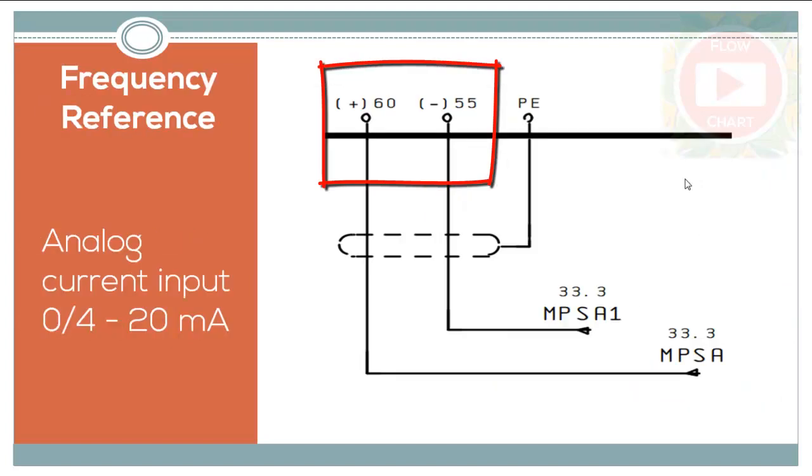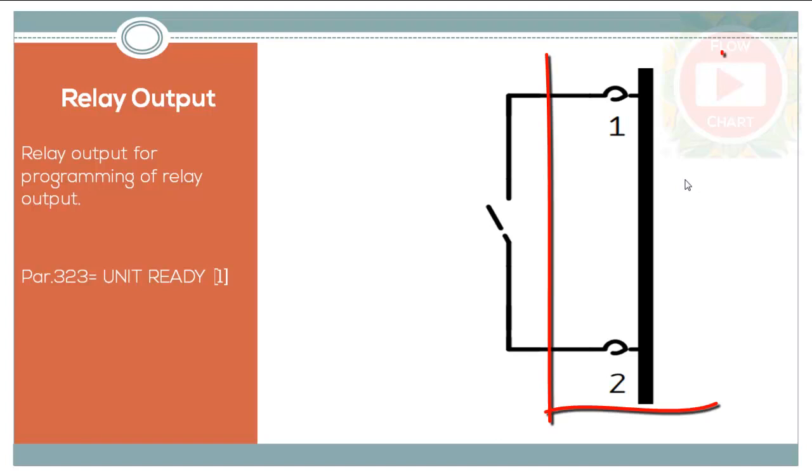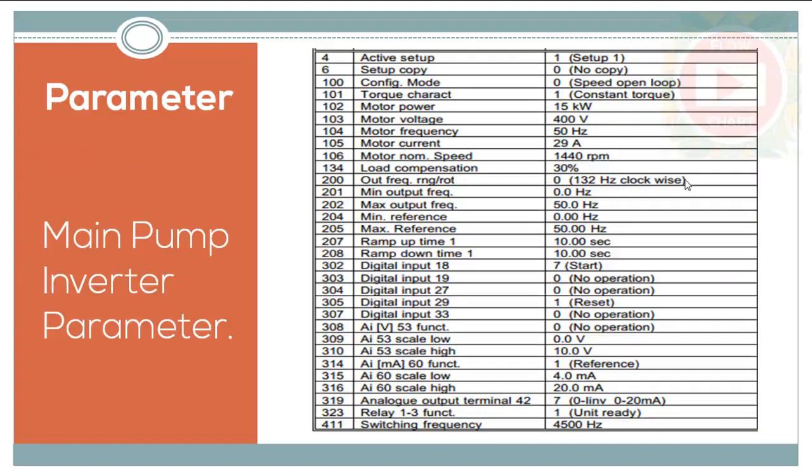For main pump frequency reference, we need to connect wire to 60 and 55. This is for current reference, analog current input 0 or 4 to 20 milliampere. This is required for frequency reference. Terminal points 1 and 2 are required for relay output, for programming of relay function. That's all for the main pump inverter parameter setting purpose.